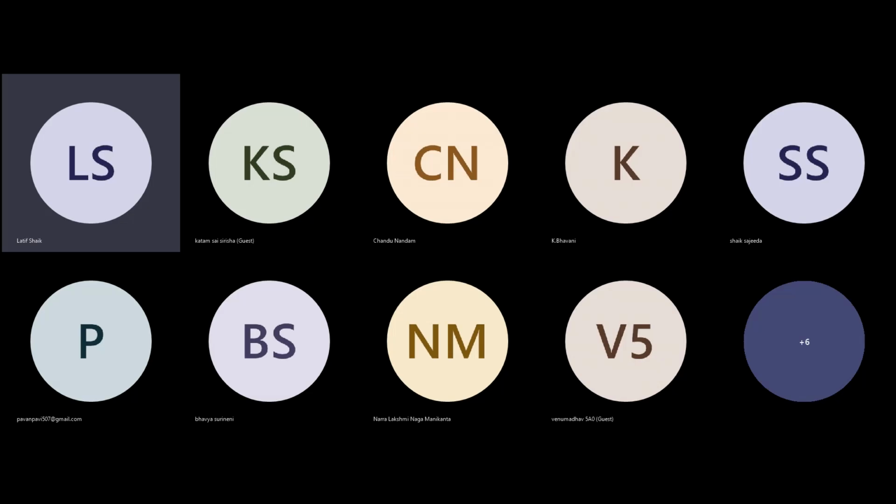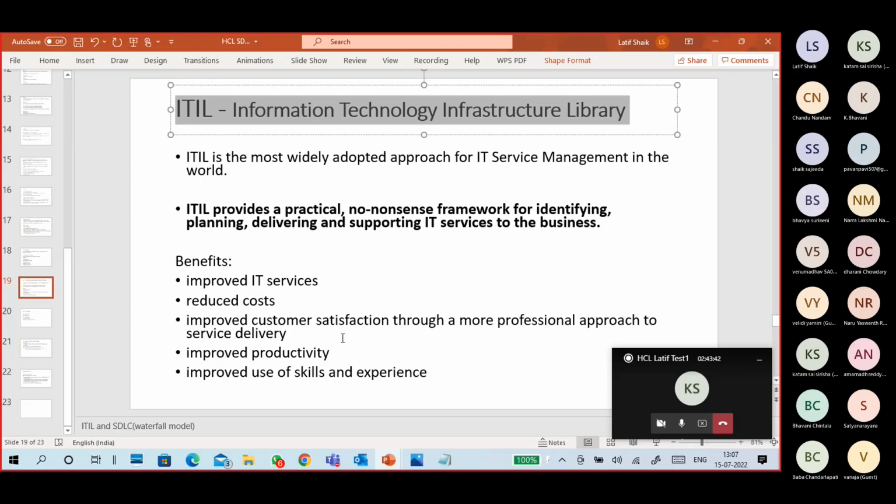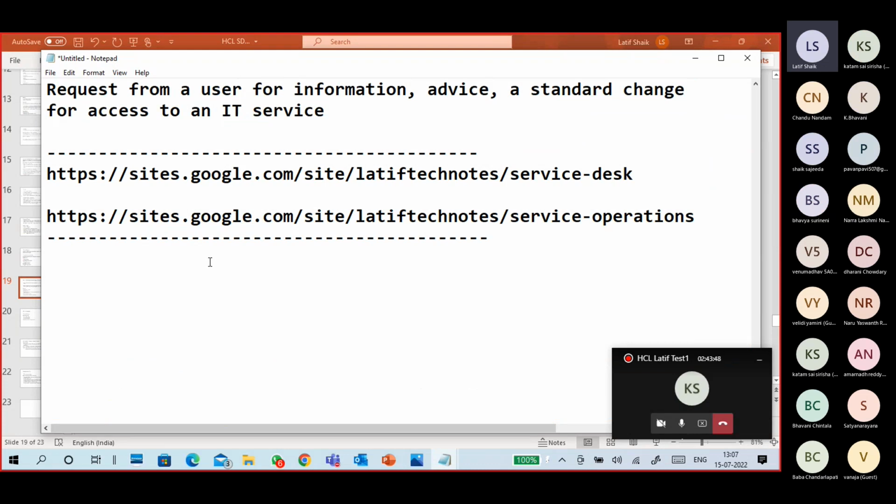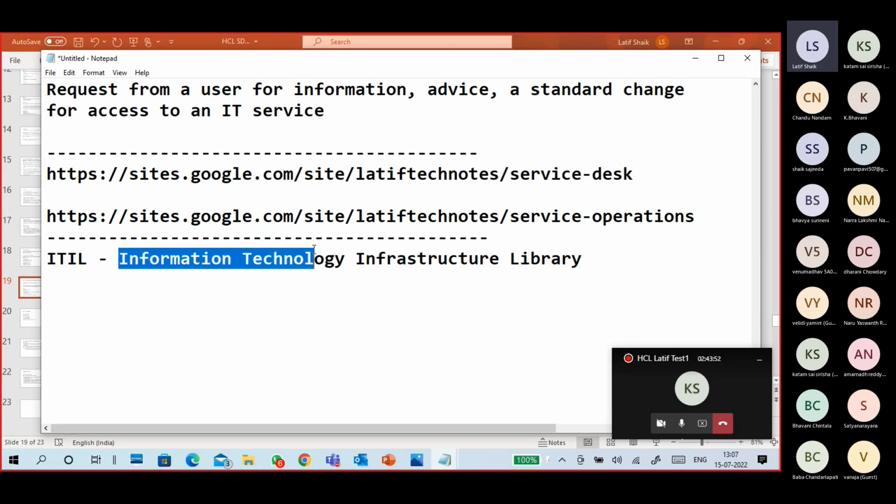In 30-40 minutes maximum. Okay. So it will be in one single part. So what is this ITIL? Information technology. IT means information technology.